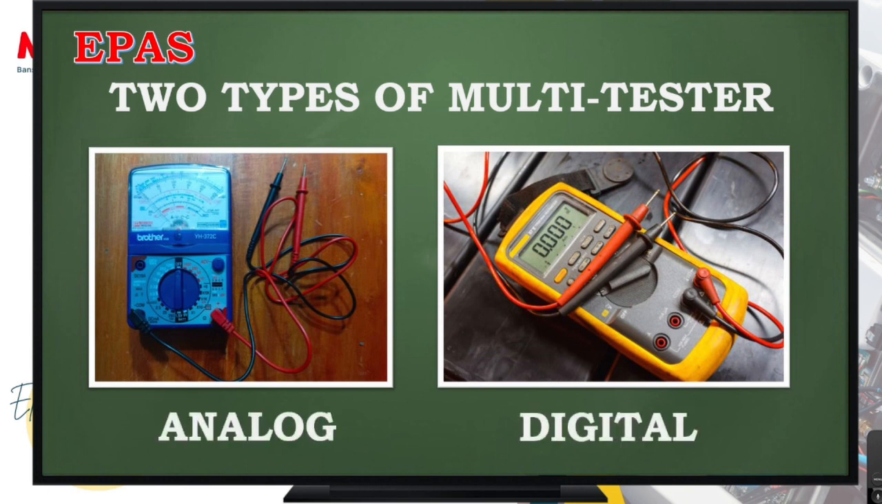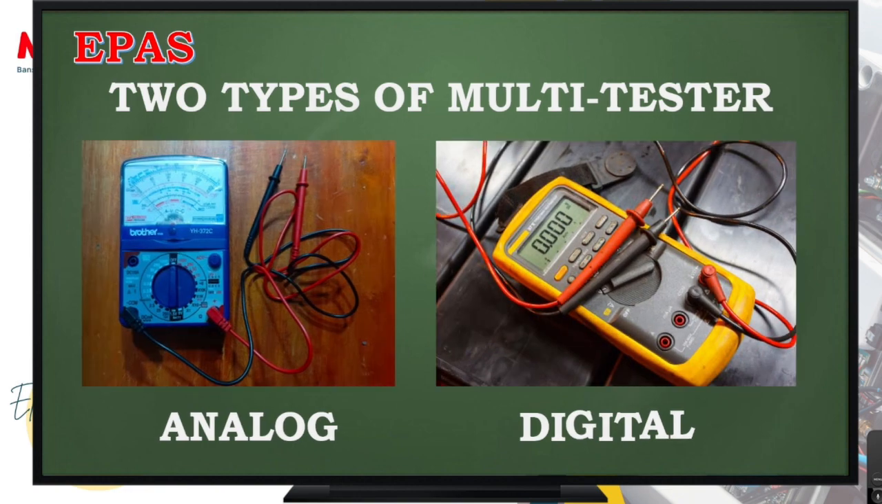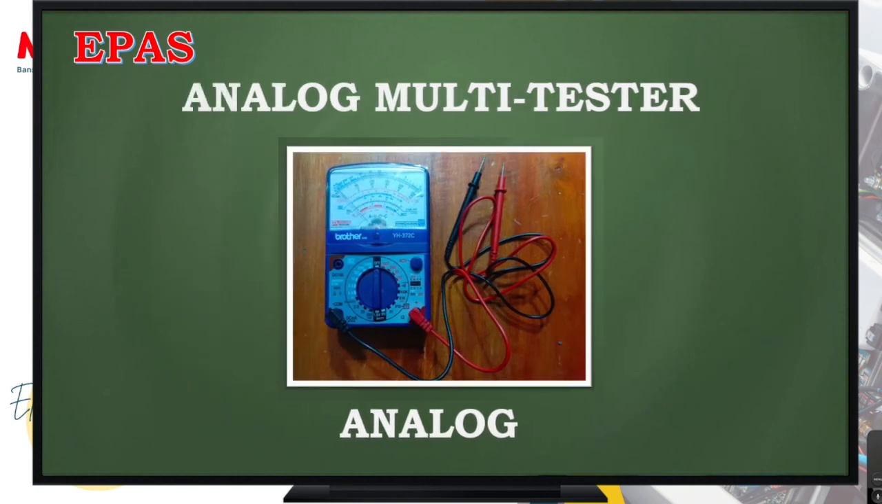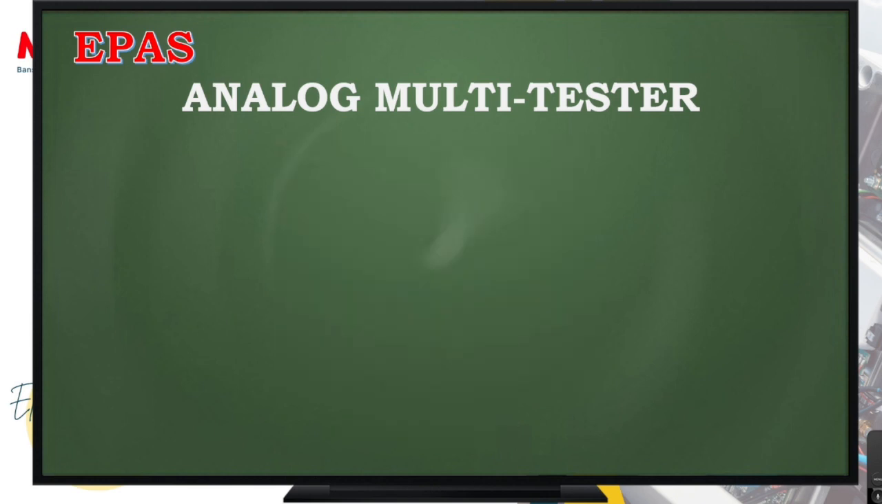Here are the two types of multitester. The first is the analog type, and the second is the digital. The only difference between the two is the display, where the analog uses a needle pointer to indicate measurement, while the digital type has an LCD which instantly provides the actual measurement. But for now, we will only focus on the analog type by identifying the parts and functions.